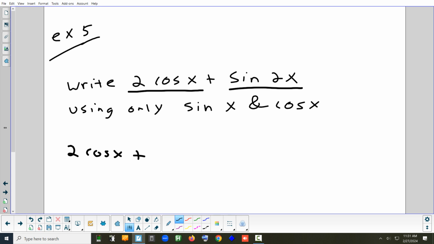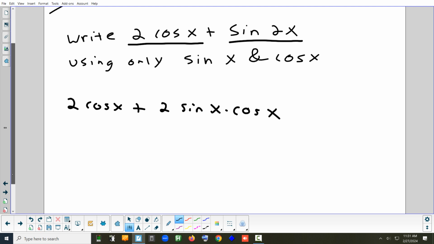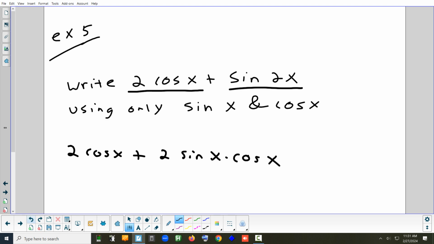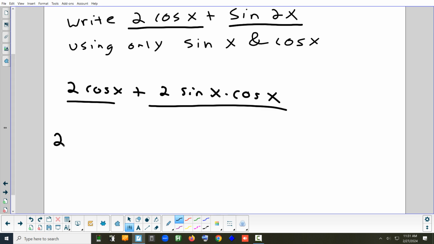Now, if they said to rewrite it with sines and cosines and factor it, this is where we're going to start to tie in some factoring. What can you factor out of this term and that term? You can factor out the 2, and you can also factor out the cosine of x. Yep. If you factor out 2 cosine x from the first term, what do you have left? 1.